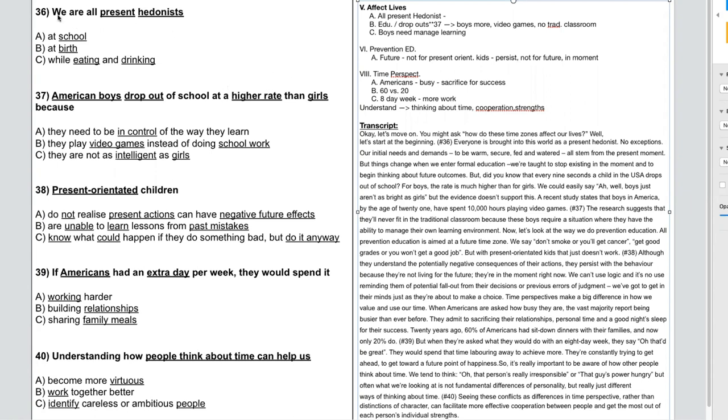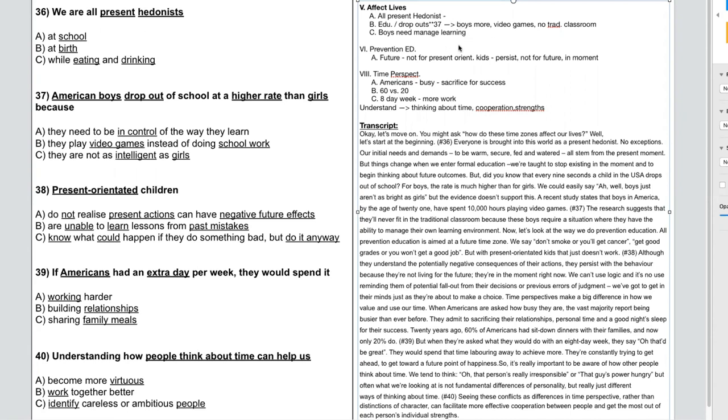Now, we see here we are all present hedonists, or hedonists, as the speaker says. Also, this is a good time to note that you'll definitely hear different types of accents. So whereas one person will pronounce a word a certain way, another accent or another person may use a different pronunciation. So just keep that in mind as well. All right. Now we see we are all present hedonists here.